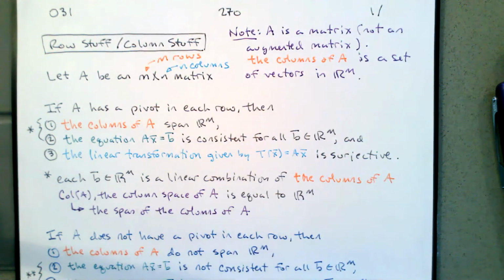So let's look at what we can conclude if we observe that A has a pivot in each row. If A has a pivot in each row, then we'll say that the columns of A span Rm. We wouldn't want to say A spans Rm. That's not how it works. When we're looking at a set of vectors that spans a space, we need to talk about a set of vectors. The set of vectors here is the columns of A. If A, the matrix, has a pivot in each row, then the columns of A, a set of vectors, span Rm.